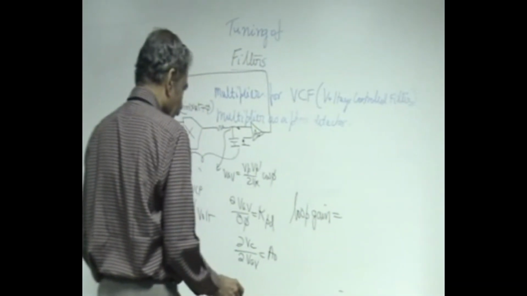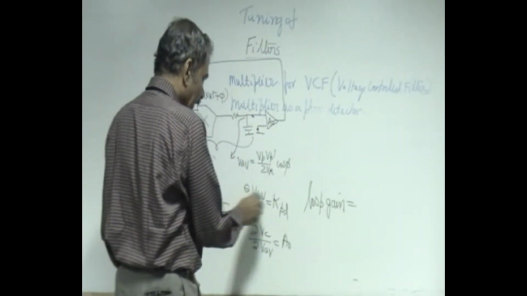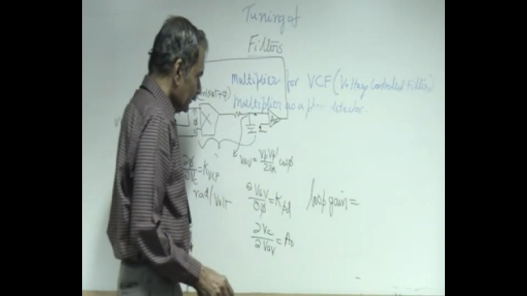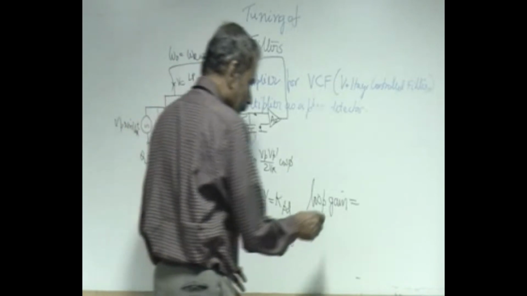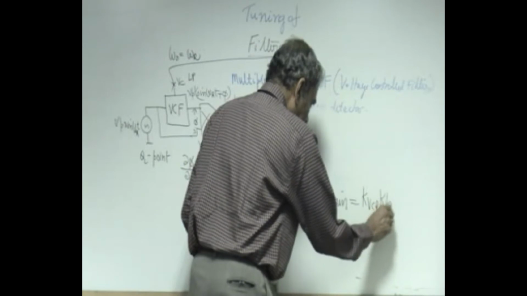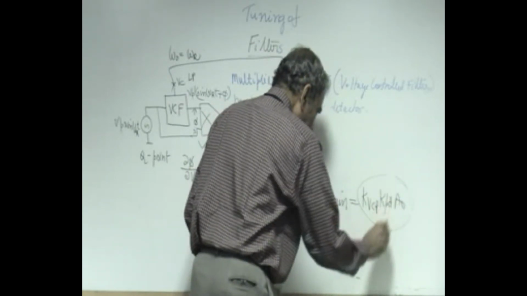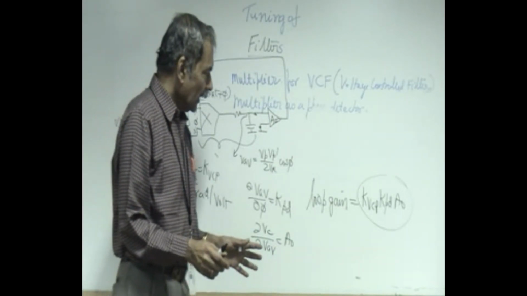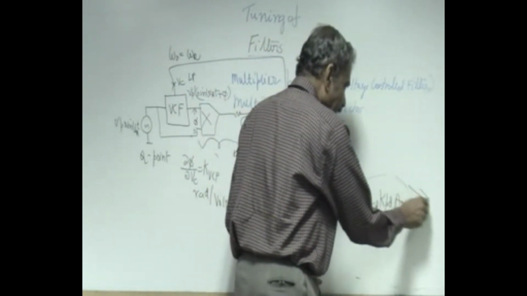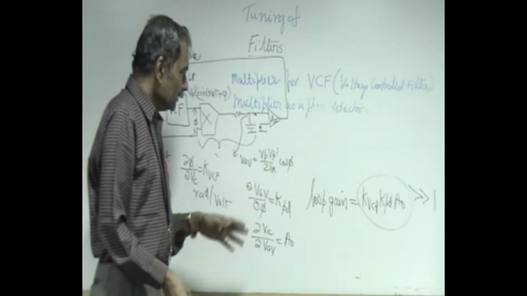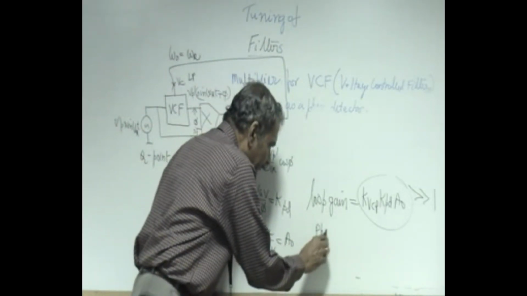is going to be nothing but, the delta V average by delta phi is going to be sine phi, and therefore it is going to be nothing but KVCP KPD. This whole thing has to be negative for negative feedback, and then it should be much greater than 1, like in any feedback system. Then whatever, this is called a phase follower.